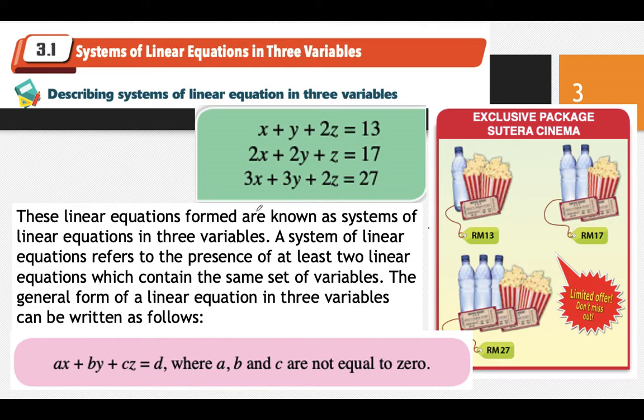These linear equations form what is known as a system of linear equations in 3 variables. A system of linear equations refers to the presence of at least 2 linear equations which contain the same set of variables. The general form of a linear equation in 3 variables can be written as follows. a, b, and c are constants, not equal to 0, and the variables are x, y, and z. So this is the general form.